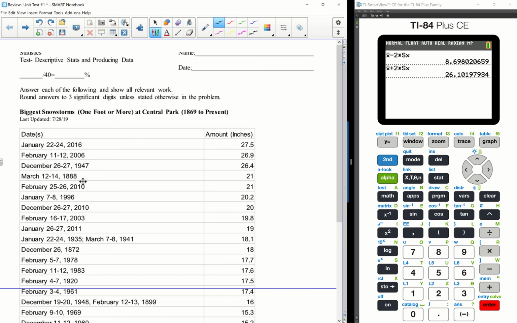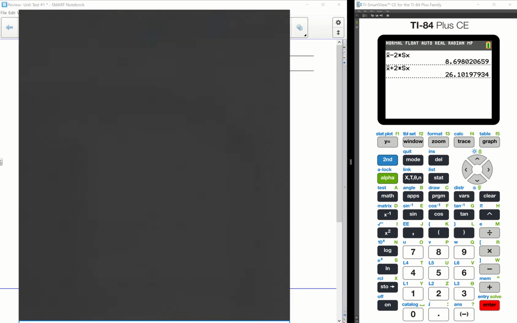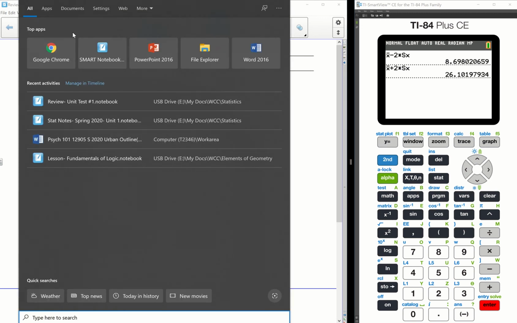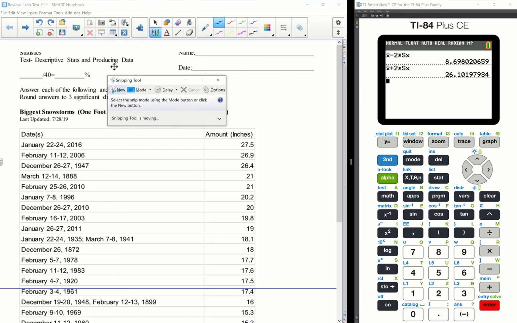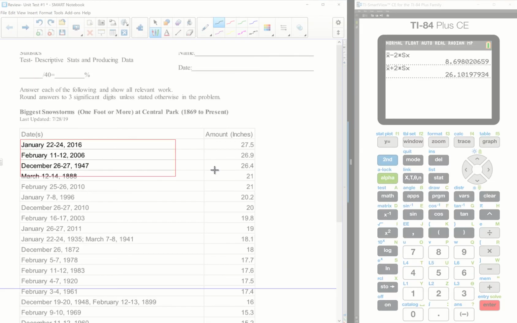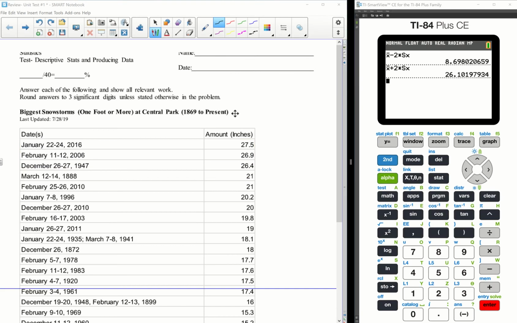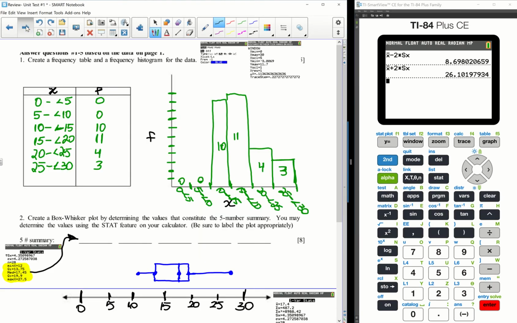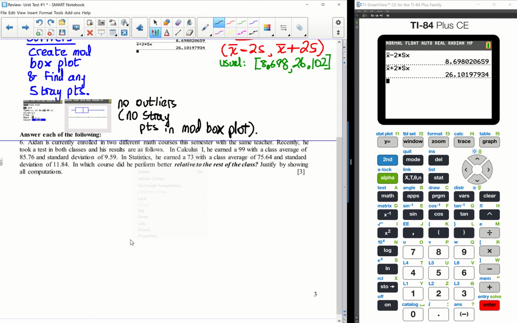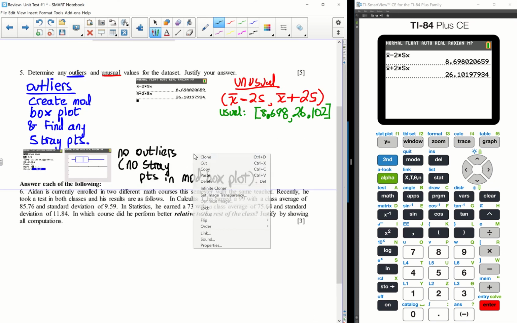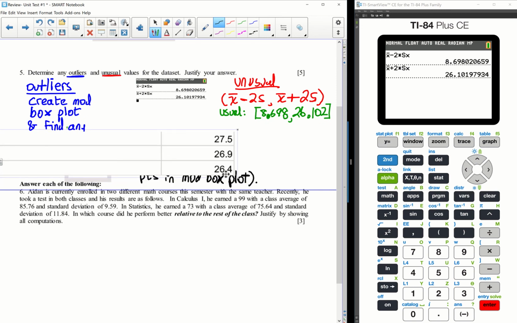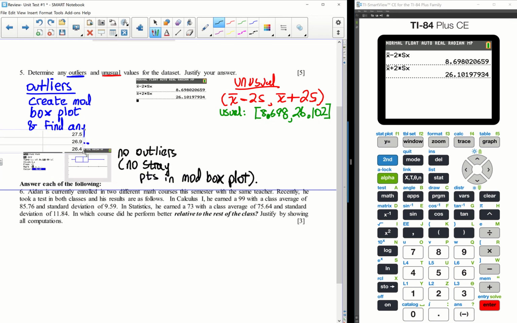All right, so let me just snip it. Oh, wonderful. Control Z. Try to paste. I accidentally hit delete. All right, so these are my unusual values.